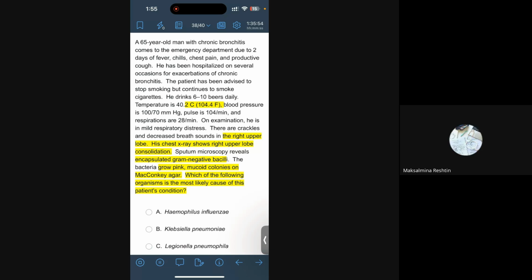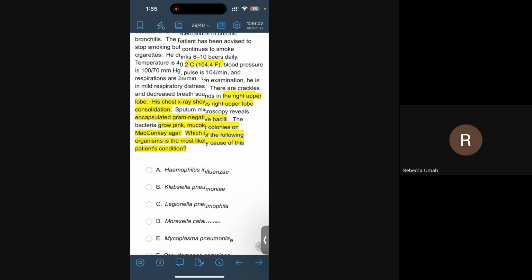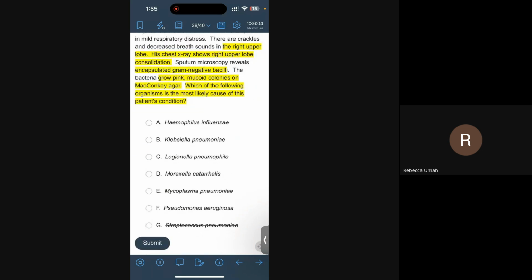Is Strep pneumo gram positive or gram negative? Gram positive, so Strep pneumo is eliminated. Pseudomonas, Mycoplasma, and Moraxella are eliminated. We are left with Klebsiella, H. influenzae, and Legionella. Does Legionella appear on gram staining? No, it needs silver stain. So we are left with only one option: Klebsiella.